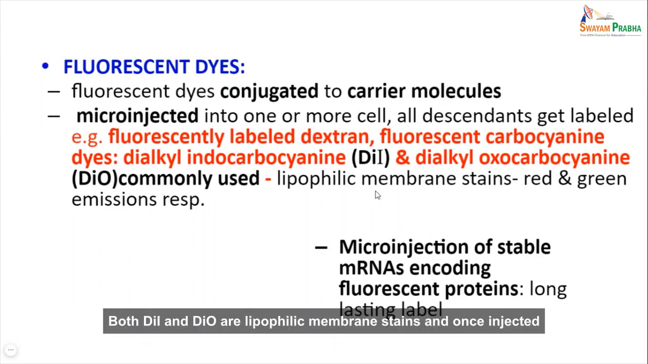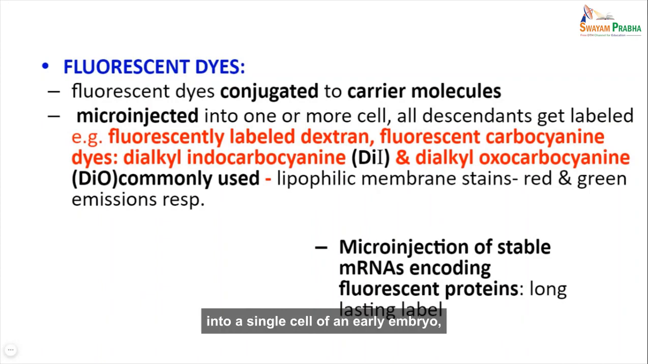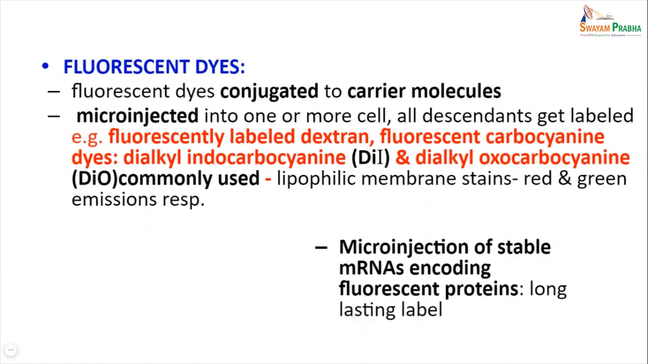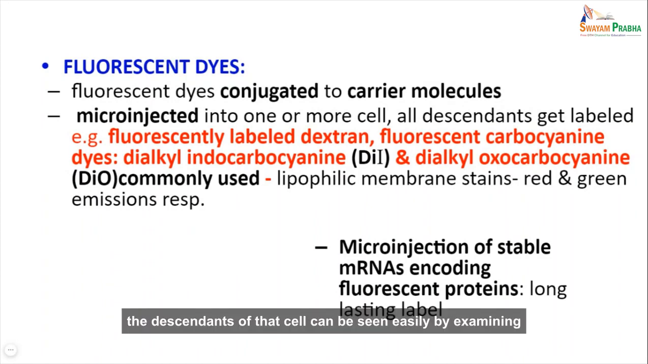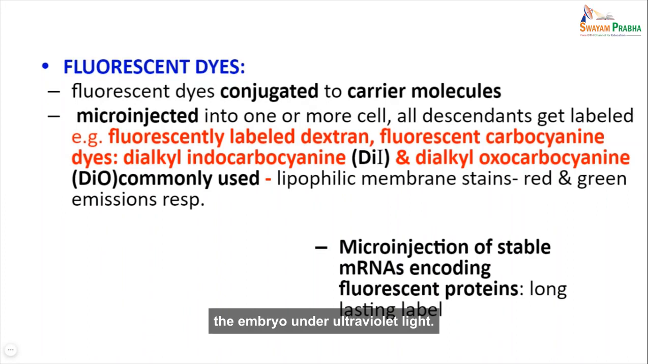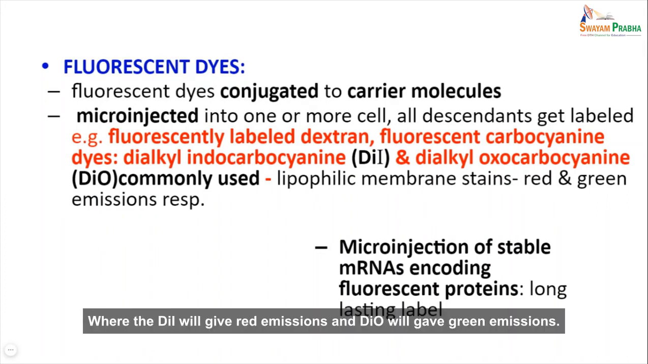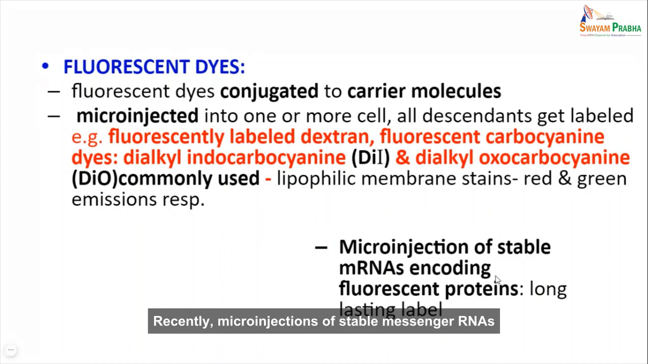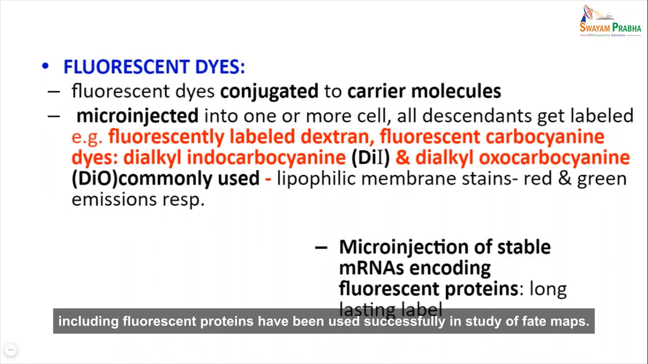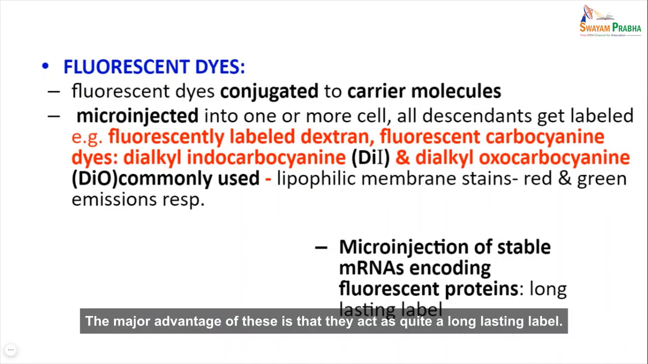Both DiI and DiO are lipophilic membrane stains, and once injected into a single cell of an early embryo, the descendants of that cell can be seen easily by examining the embryo under ultraviolet light, where DiI will give red emissions and DiO will give green emissions. Recently, microinjections of stable messenger RNAs encoding fluorescent proteins have been used successfully in the study of fate maps. The major advantage of these is that they act as quite a long-lasting label.